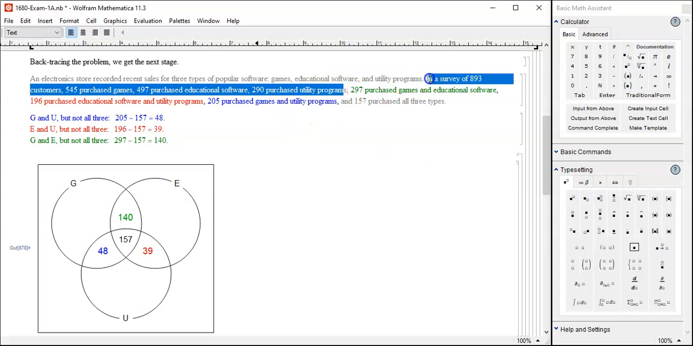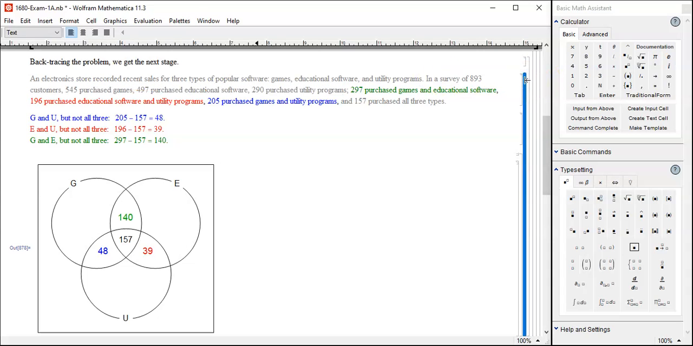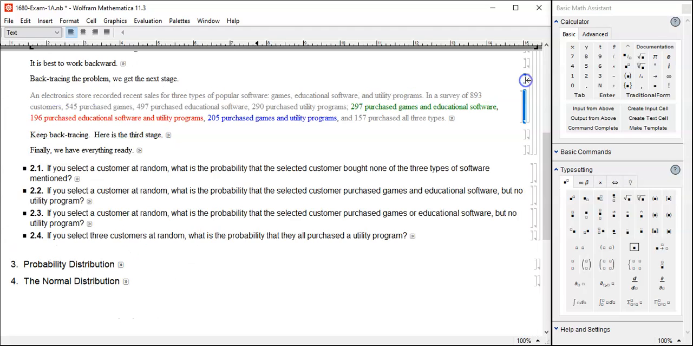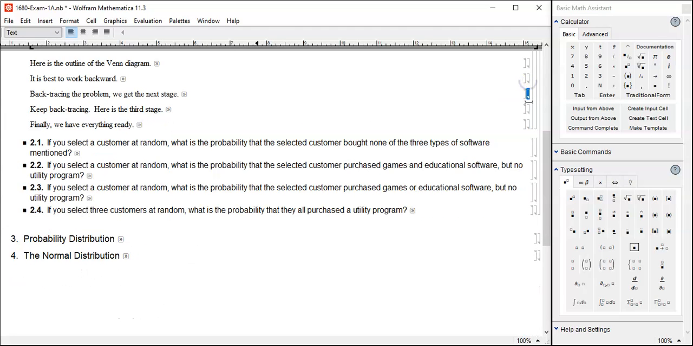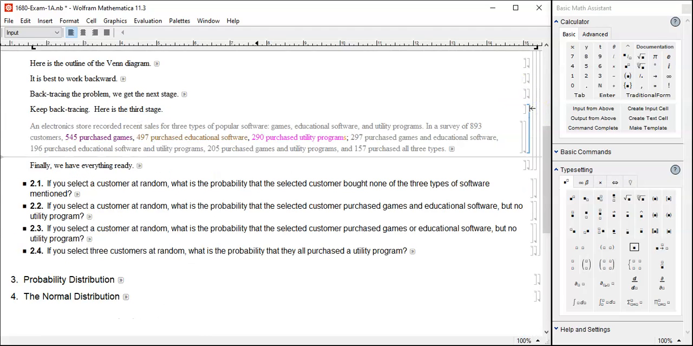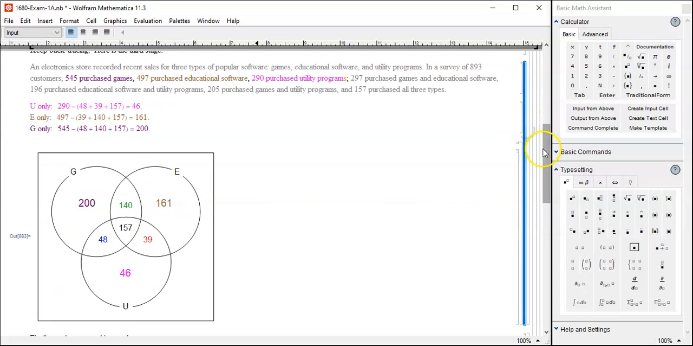Okay, we have to do these three. They're going to be further subtractions. How do we do that? If you're not doing it on your own, then stop this playback and do it on your own, and then you can resume. Assume you did. Here we go. Keep working backward.